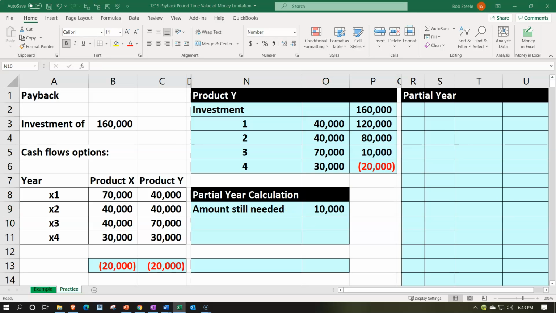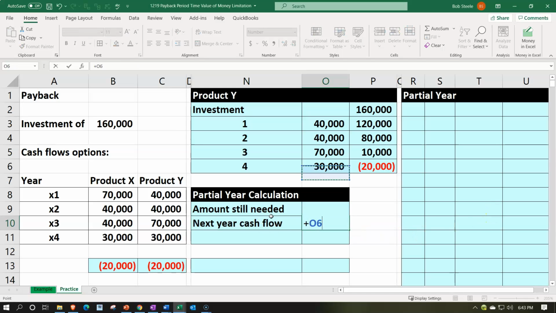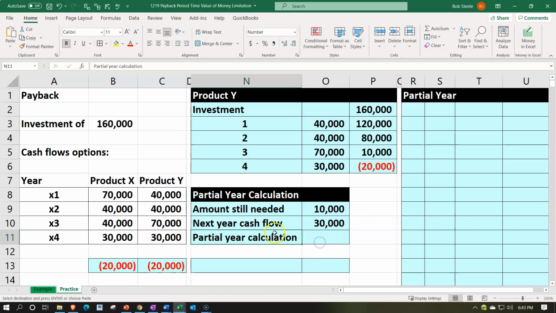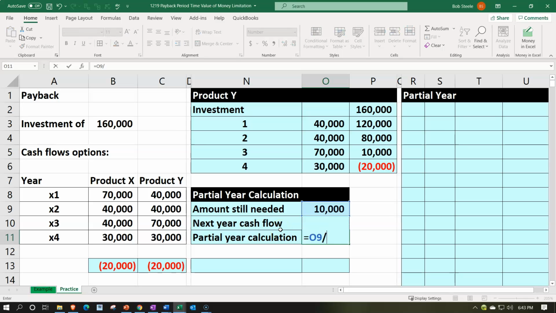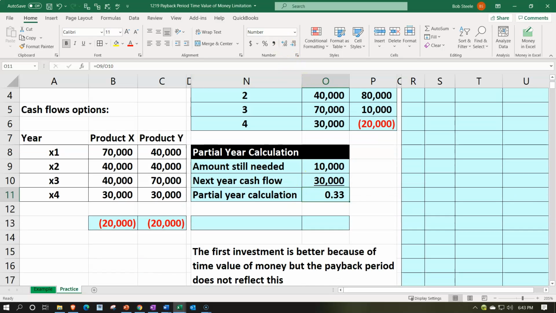And then we're going to say adding the next year's flow, assuming it's a nice even flow throughout the year, 30,000. And that's going to give us our partial year calculation. Partial year calc for the payback. It's going to be the 10,000 divided by the 30,000, underlining, then the 30,000, font group underline, adding some decimals right there, and there we have it. So then that means that the total payback is going to be equal to the 3 years plus that 0.33.